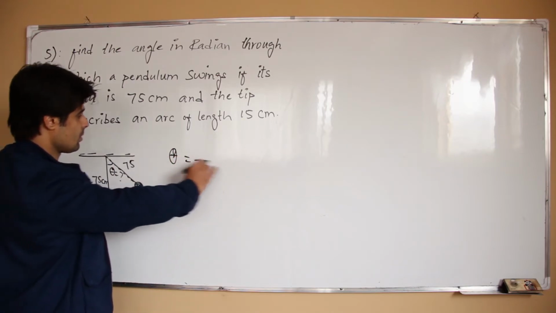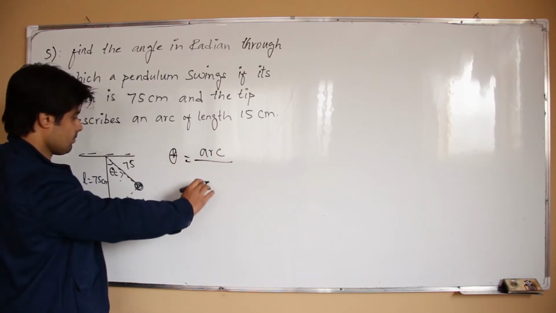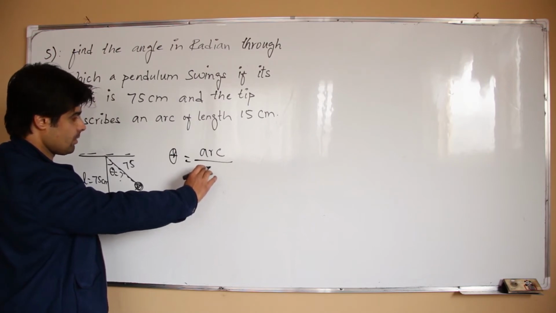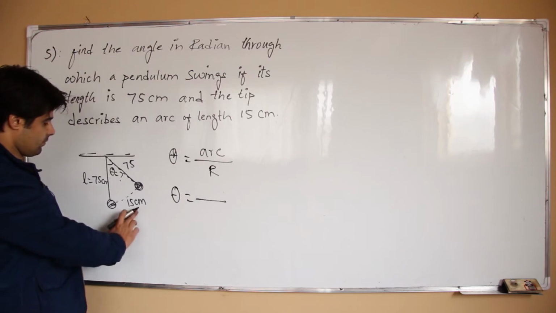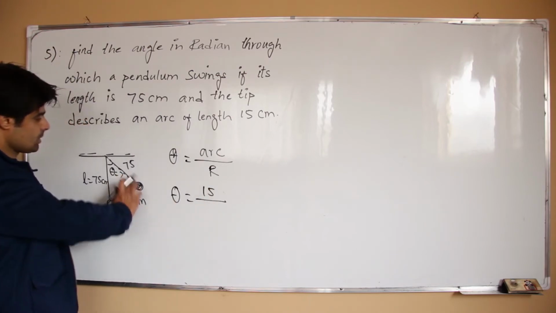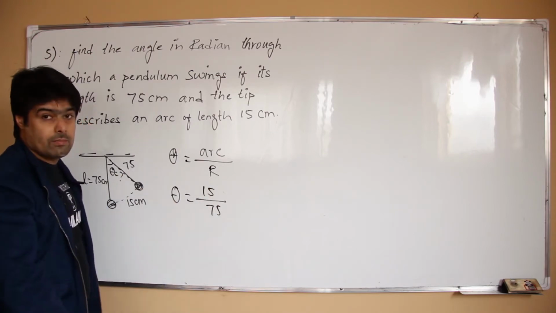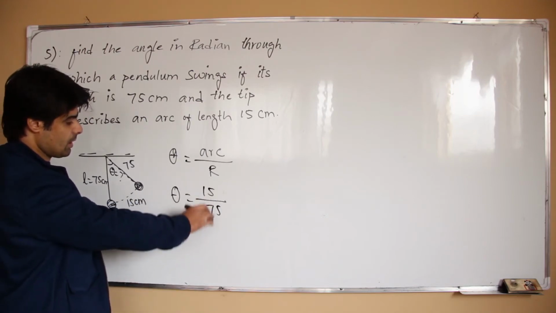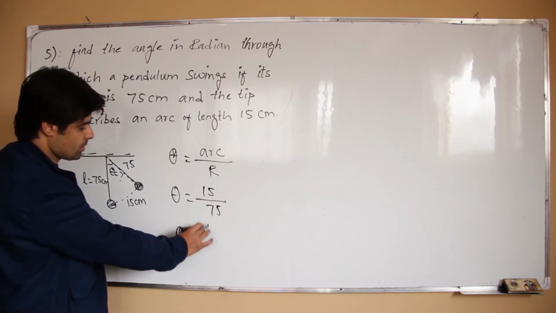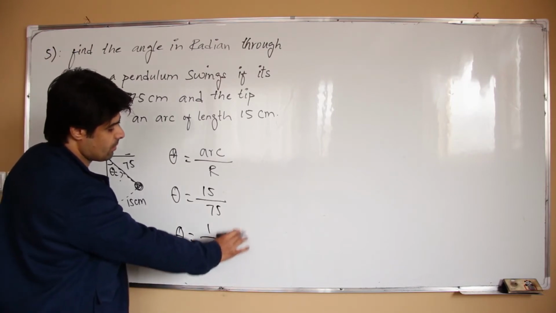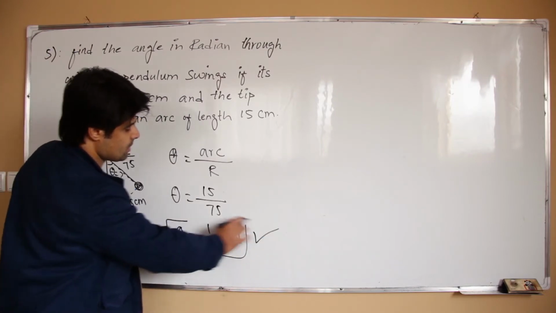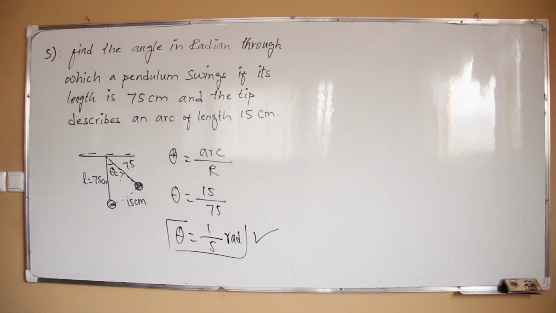Theta is arc divided by radius, and theta is arc is 15, radius is 25. Am I right? Yes. Now you can have cancellation. Theta is 1 divided by 5. 1 divided by 5 what? Radian. This is our answer. Right, please.